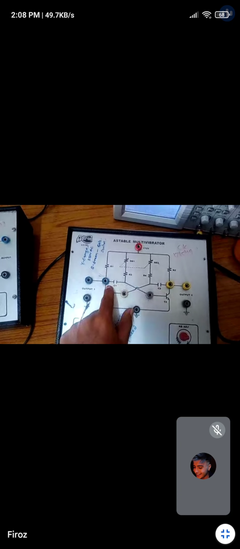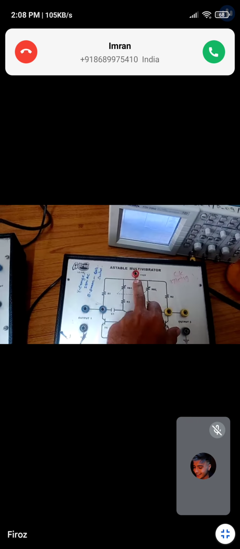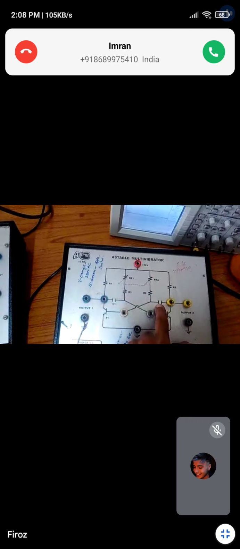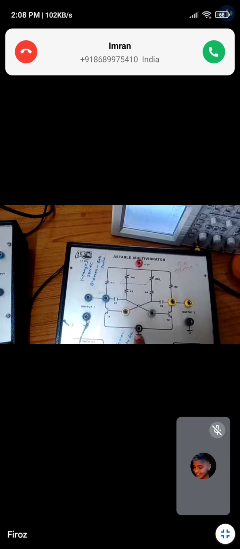The voltage that is charging across the C1 capacitor will get applied across the transistor T2. Okay. Now similarly at the second end, this C2 is getting charged by this particular path. So VCC, R2, C2, base of this transistor T1 and ground.